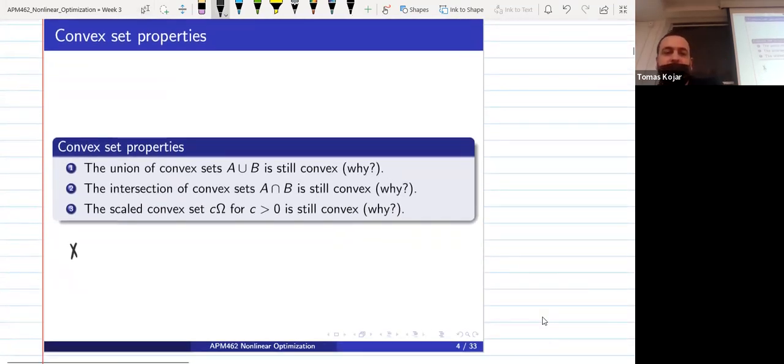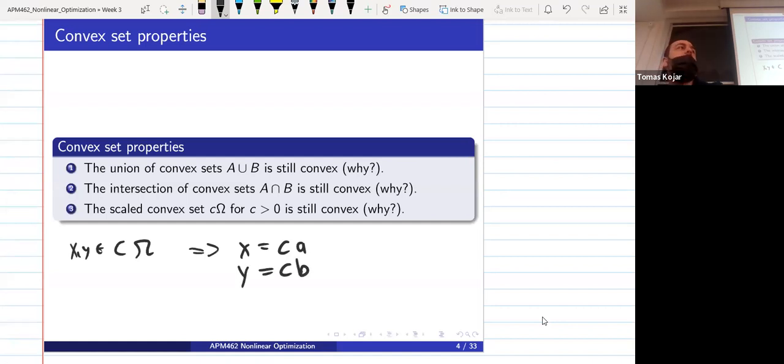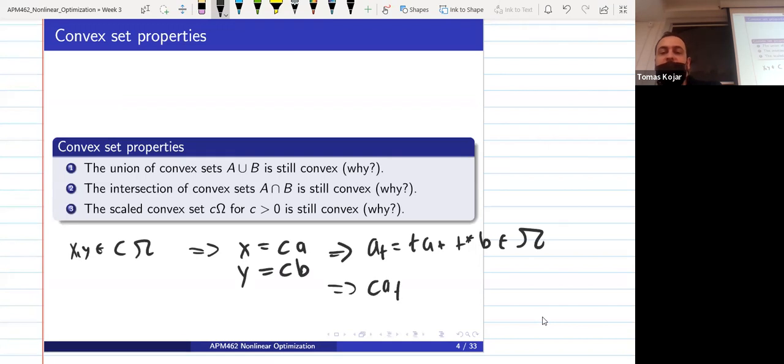A scaled convex set is still convex. Why is that? So, okay, let's prove it. Take X, Y in C omega. That means you can write X as CA and Y as CB, right? Then you have that AT, which is TA plus T star B, is in omega. And then you just multiply by C. So C of AT is in C omega, and it connects X and Y.